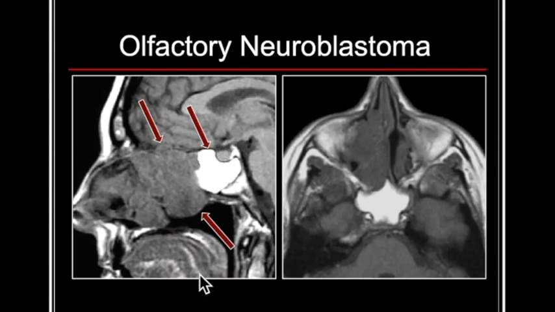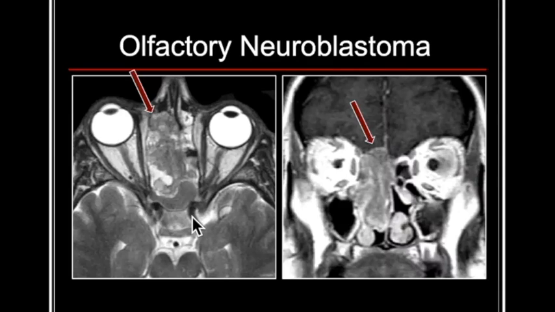So here you see the olfactory neuroblastoma with a mass again along the anterior skull base. There's a little bit of extension through the anterior skull base, and it's trapping secretions within the sphenoid, creating this T1 hyperintense sphenoid sinus as well. Here you can see the inferior extent of the tumor.